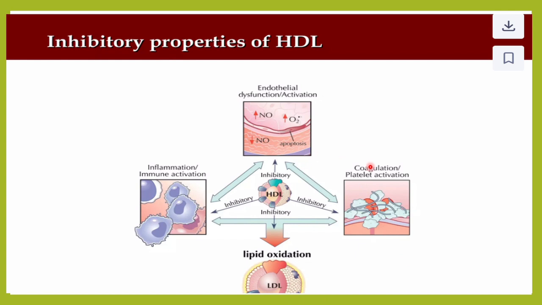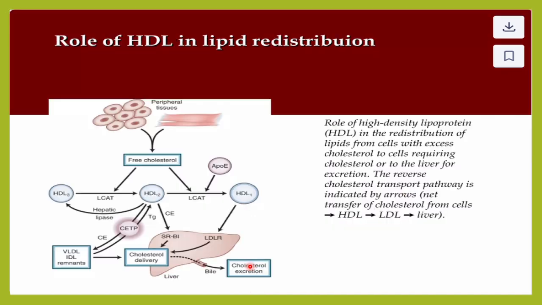So these are the inhibitory properties of HDL, and you all know this is important because the main nidus for atherosclerosis is damage to the endothelial vessels. It will prevent endothelial dysfunction, hence the nidus, the starting point of atherosclerosis, is prevented. It will prevent inflammation and immune system activation, so that there is no inflammatory response. It will prevent coagulation and platelet activation. It will also prevent lipid oxidation. So these are the inhibitory functions of HDL.